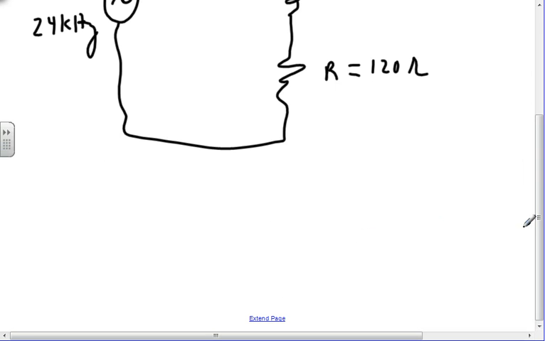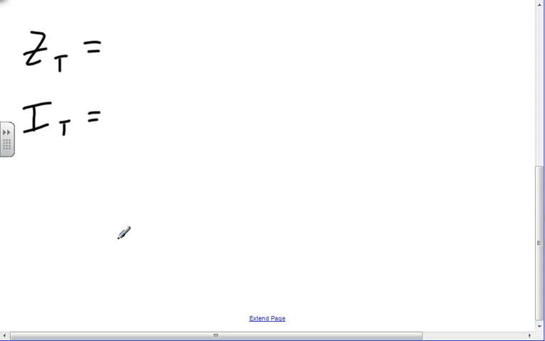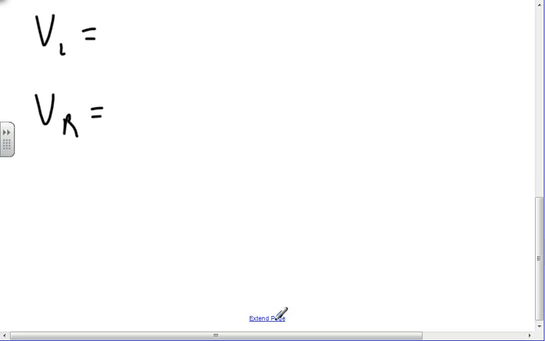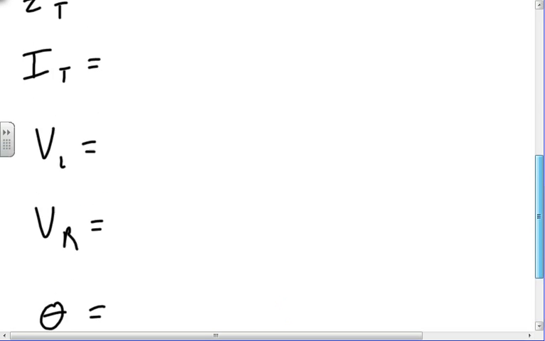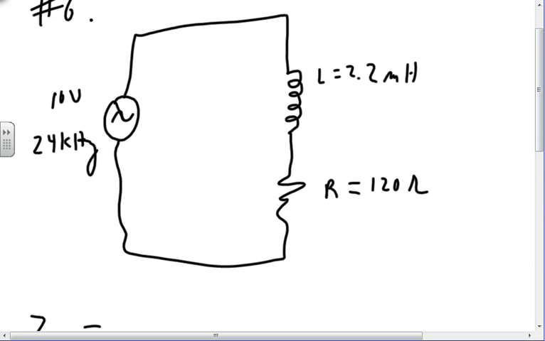Okay, so I'm looking for impedance, total current, voltage across the inductor, voltage across the resistor, and the phase angle. That's all that I'm looking for. But in order to get that, I'm going to have to figure out what X sub L is.